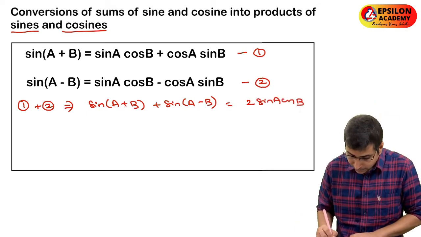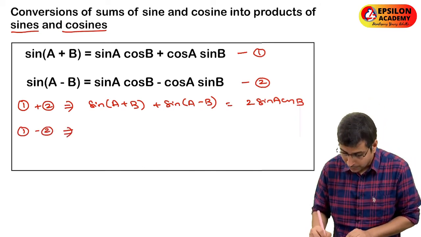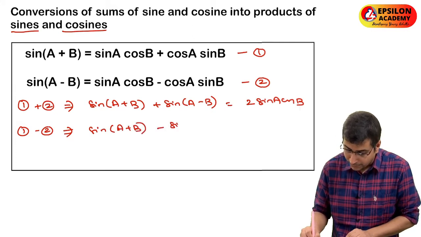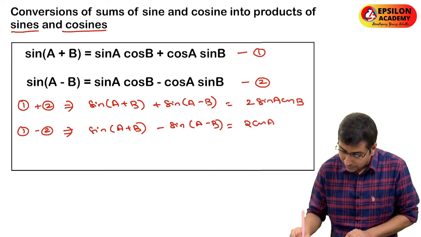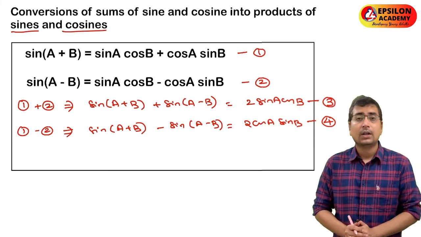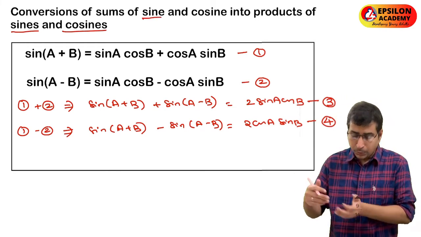Similarly, if I subtract the first and the second, if I do a subtraction operation between them, then I get sine of a plus b minus sine of a minus b as 2 times cos a sine b. Let me call this the third expression and this the fourth expression. Now the question is, what is the conversion of sum of sine and cosine into product of sines and cosines?